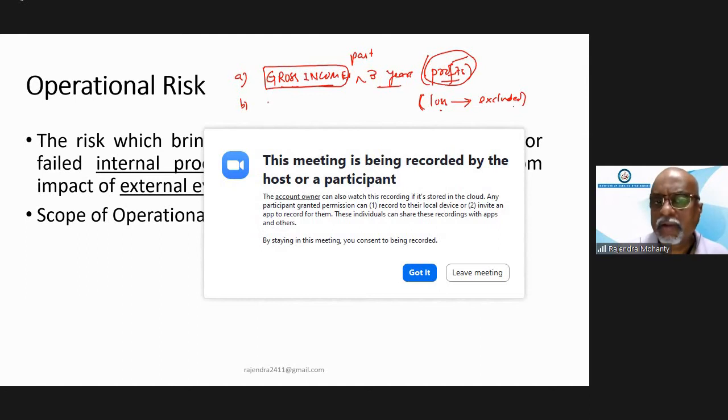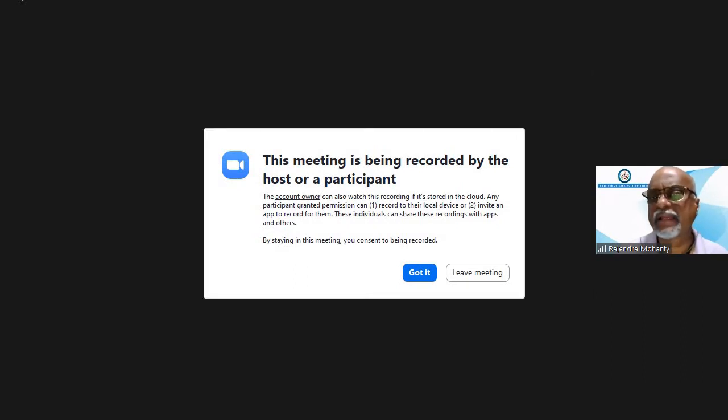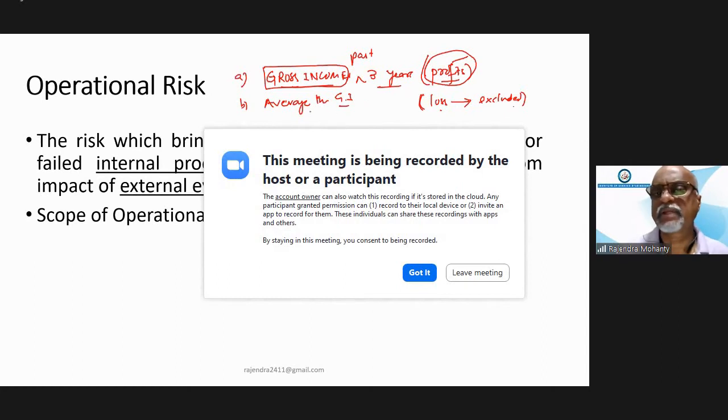Second, average it. Average the gross income. Means 3 years gross income is found out, add and divide by 3. So that becomes our average. Next is multiply this average gross income with a factor which is prescribed by Basel. So this factor is alpha for basic indicator approach, beta for standardized approach.